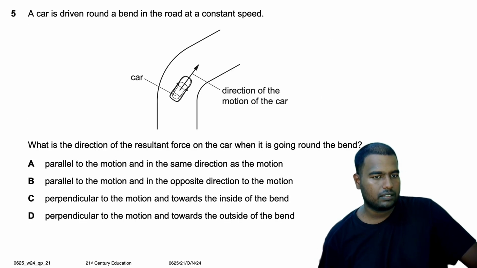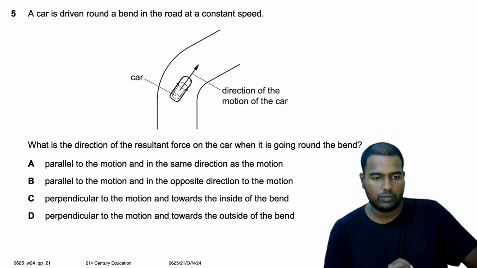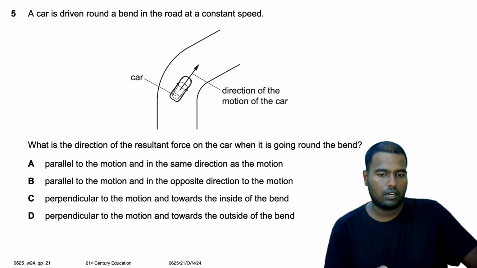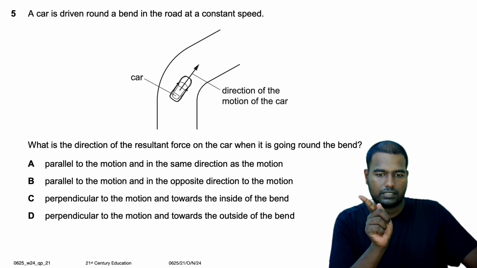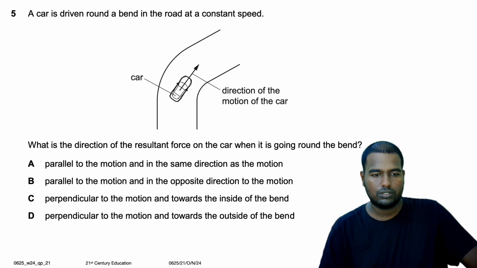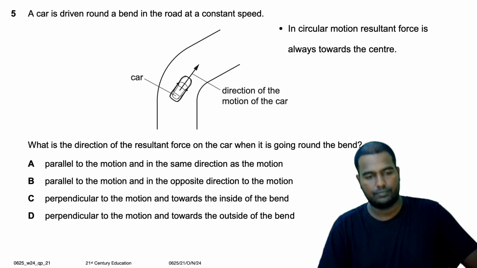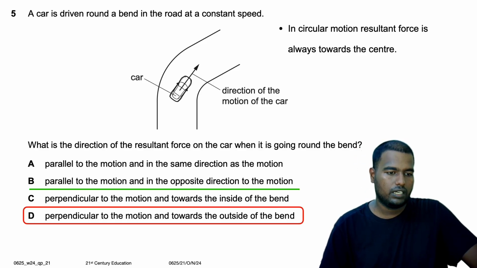A car is driven round a bend in the road at constant speed. What is the direction of the resultant force on the car when it is going round the bend? If it's a circular motion, the direction of the force is always towards the center. So this will always be perpendicular to the motion of the particle. If some object is going in a circle, let's say the car is going in this direction, the resultant force will be perpendicular towards the center. So perpendicular to the motion and towards the inside of the bend. So we have two options, C and D, both are perpendicular, but D is outside, so it's wrong. Only C, it's inside. Perpendicular to the motion and towards the inside of the bend.